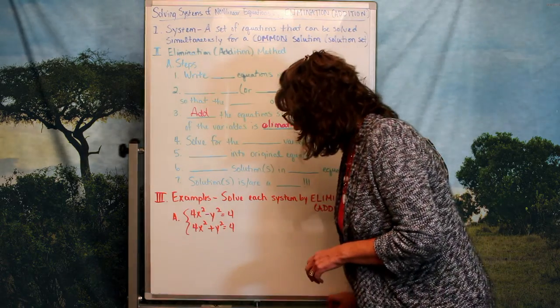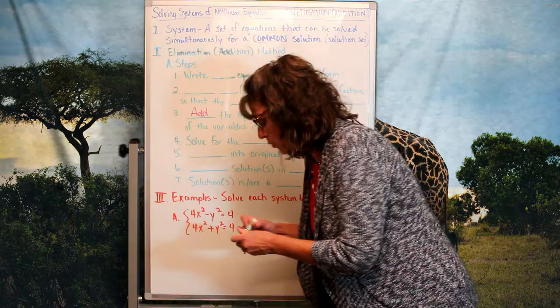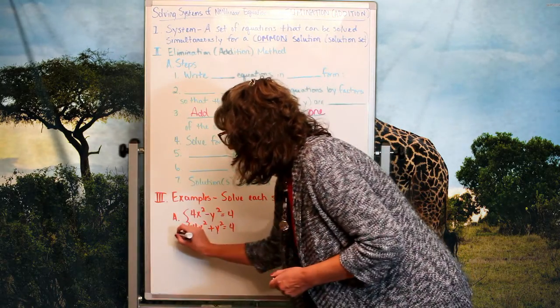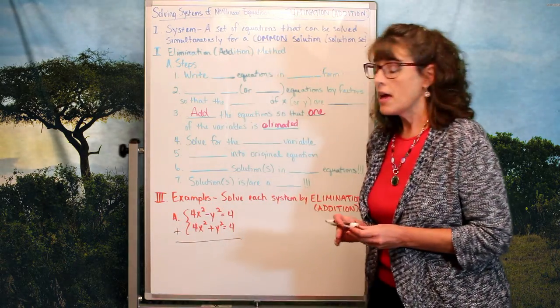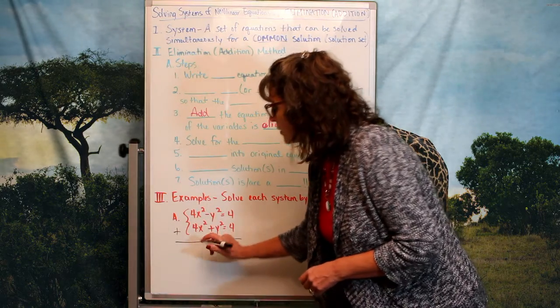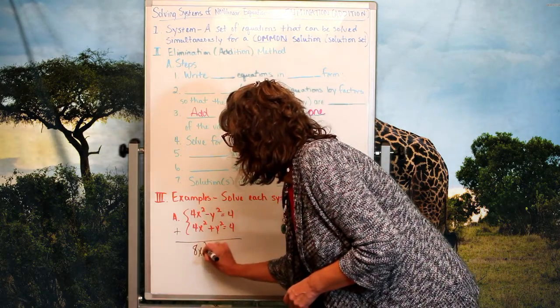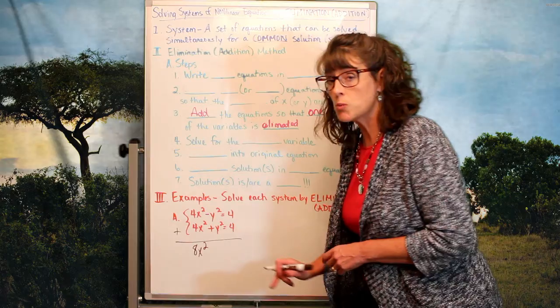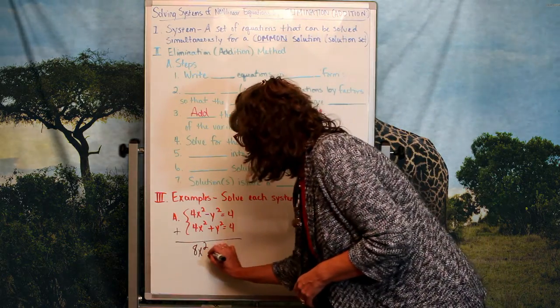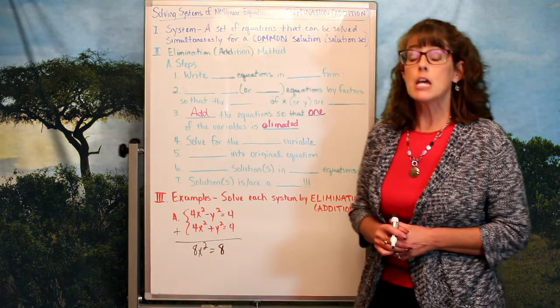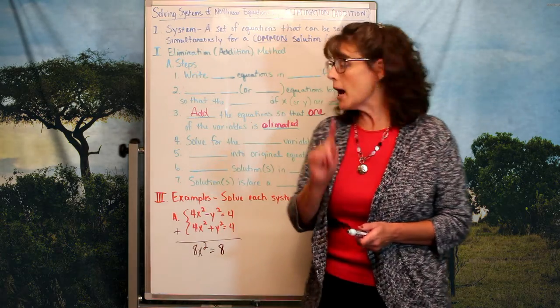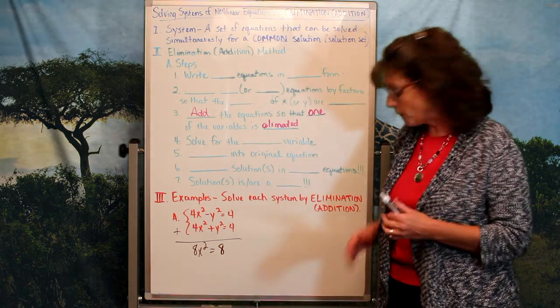Notice that if I go ahead and add up these equations right now, I want a different color here. If I add these equations right now, then I'm going to get 4x squared plus 4x squared is 8x squared. Negative y squared plus y squared will cancel out. And then 4 plus 4 will give me an 8. Notice that I'm down to one variable. When I'm down to one variable, I can solve for that variable.